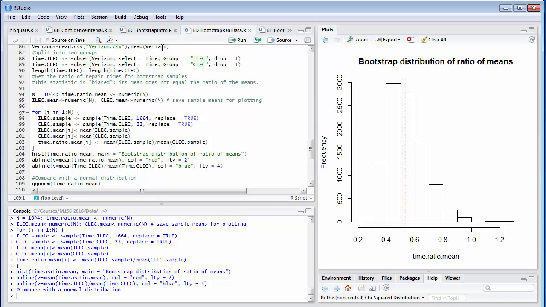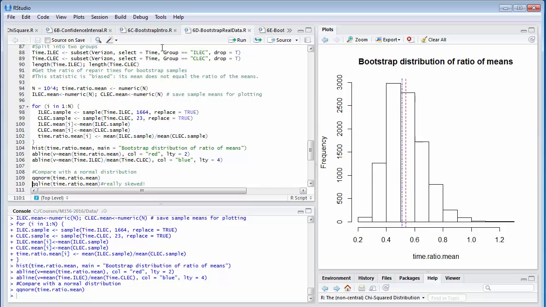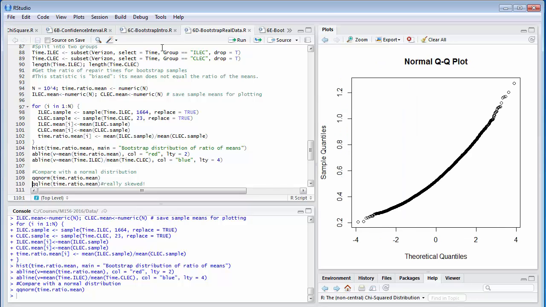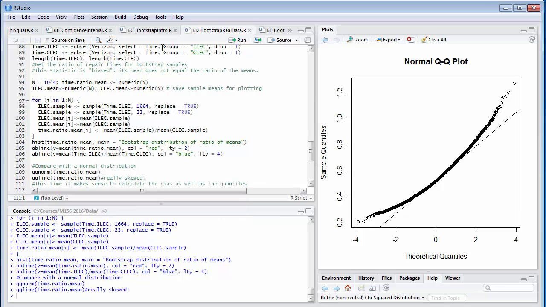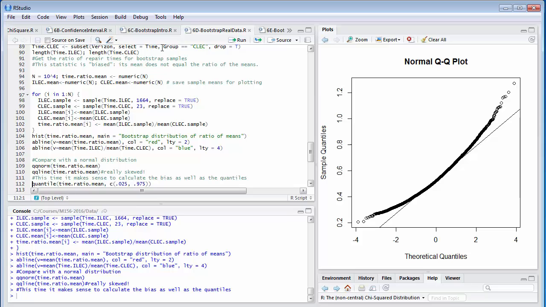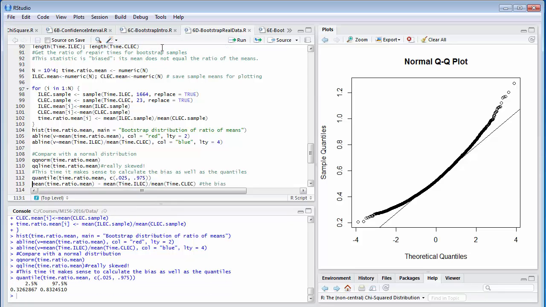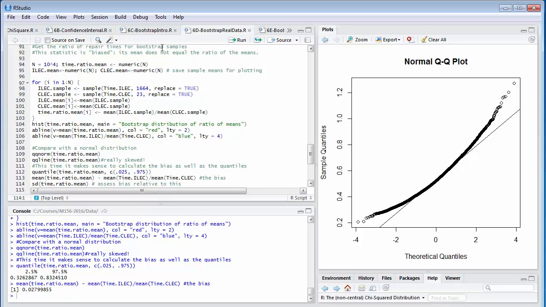Let's compare this with a normal distribution. If we look at it, we see QQ norm doesn't give us anything remotely resembling a straight line. When we compare it with a straight line, we see compared with a normal distribution, this is seriously skewed. Now, in this case, in addition to computing the quantiles for 2.5% and 97.5%, I'm going to compute the bias. When I talk about the bias, what I mean is the mean of the time ratio compared with the ratio of the means. That's 0.02.